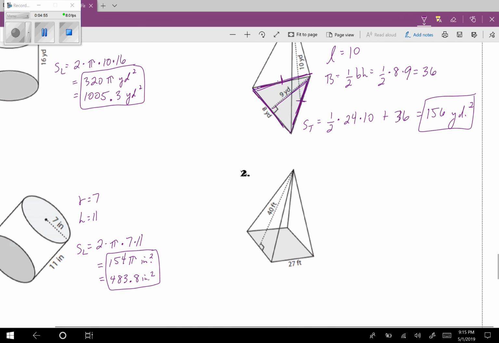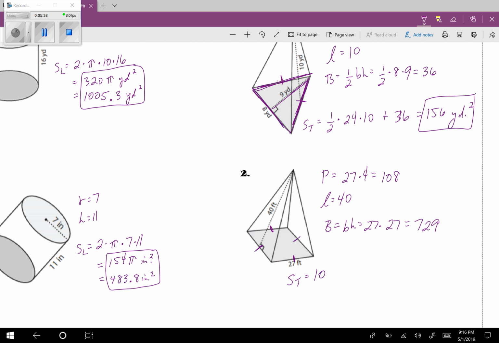Okay, next example. This one we're going to call a square pyramid. Again, you'll have markings on it, or they'll tell you the other side. So my perimeter, guys, there are 4 sides, and they're all the same, so I do 27 times 4, which is 108. My slant height is 40. And now the area of the base: it's base times height, so 27 times 27, which comes out to be 729.